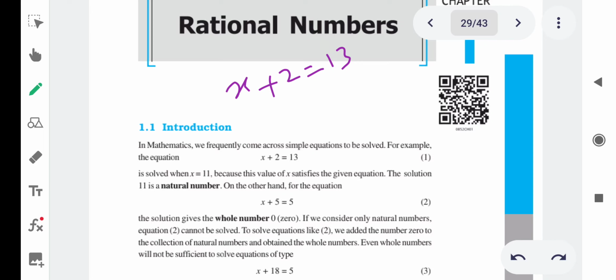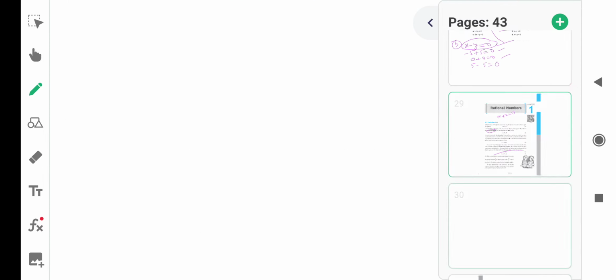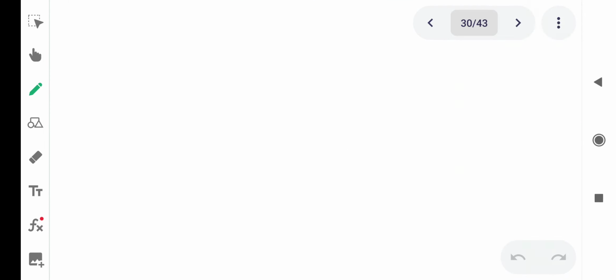So we'll understand rational numbers. So we know what the natural numbers are. Natural numbers are 1, 2, 3, 4, 5, 6, 7, 8, 9, 10 like this. So these are the natural numbers. What are the natural numbers? It begins with 1 and continues till infinity.